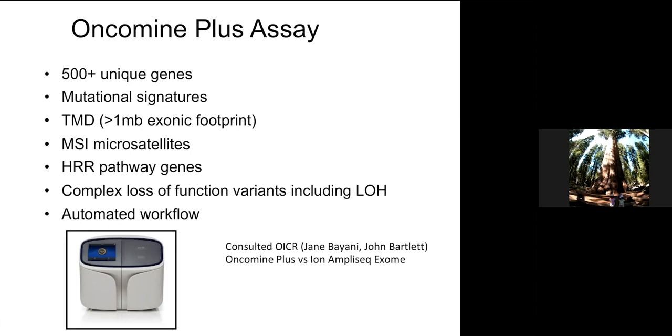This, in brief, is an assay that provides sequencing of about 500 unique genes. There's enough sequencing real estate to derive mutational signatures. There's greater than 1 megabase of exonic footprint to do things like tumor mutation burden determination. There's coverage of microsatellites, coverage of HRR pathway genes, and the ability to annotate complex variants as well as loss of function variants. For us, the workflow is an automated one.